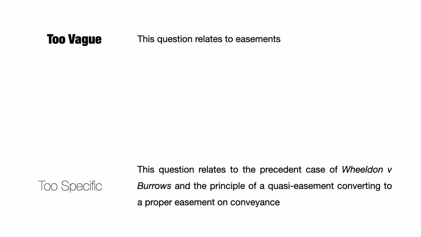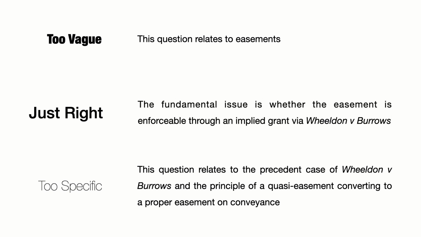The Goldilocks method, or the Goldilocks zone, is to try and articulate your fundamental issue in the introduction as an amalgamation of both of these, where you show the examiner that you know that it's on easements on the one hand, and you indicate that the application of Wealden is necessary to answer it. So, to be in the happy middle, or to be just right, you should ideally say that the fundamental issue is whether the easement is enforceable through an implied grant via Wealden and Burroughs.